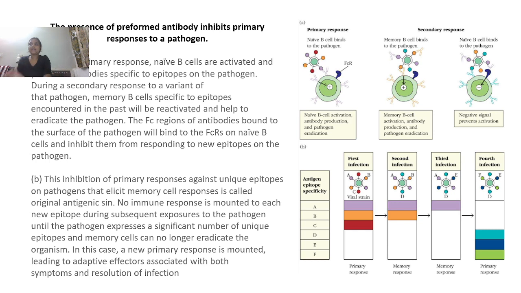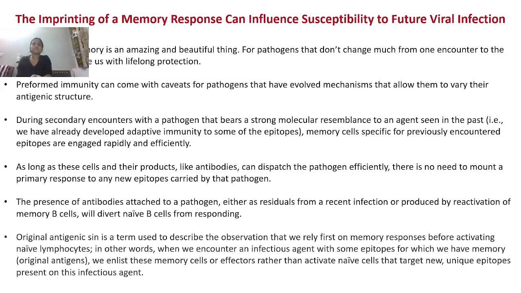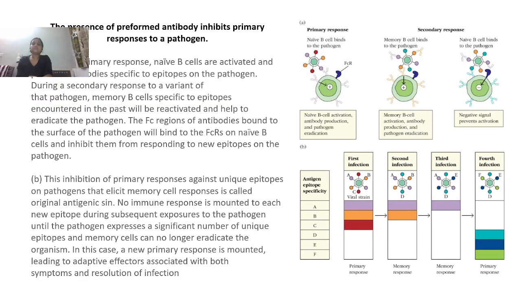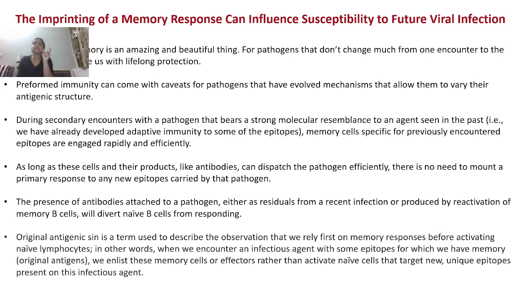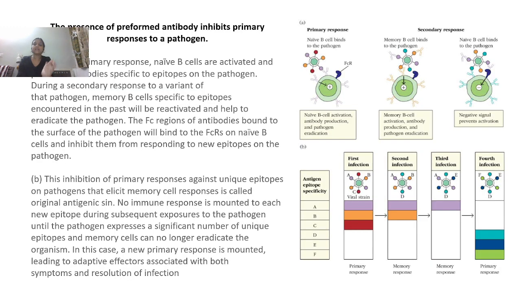Suppose out of 8 antigens, one is new and 7 are old. In that case, our memory B cells can recognize the 7, then there will be a negative signal which will prevent any new B cell from activating in response to the new antigen. But whenever there is one old antigen and 7 new antigens, then the whole thing becomes a new kind of pathogen, so it will activate a naive B cell response. So this imprinting of a memory response is important, as it can influence the susceptibility to future viral infection.